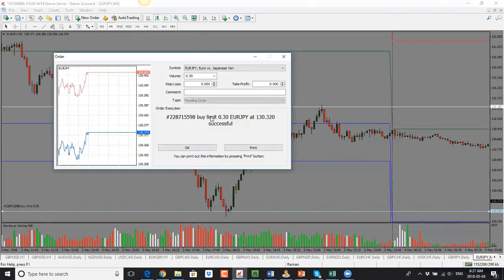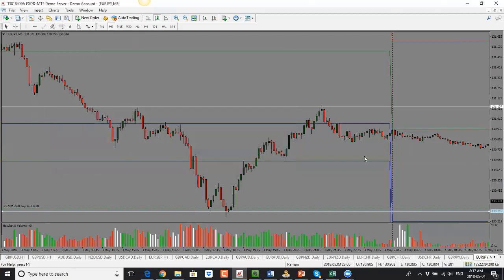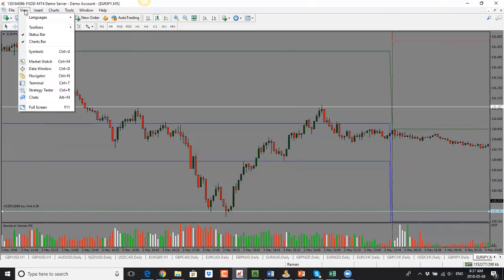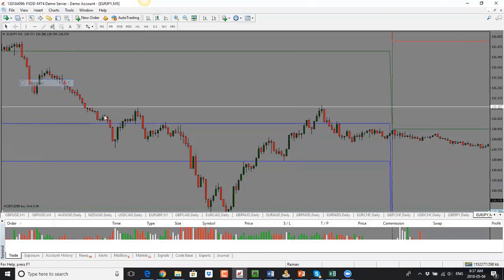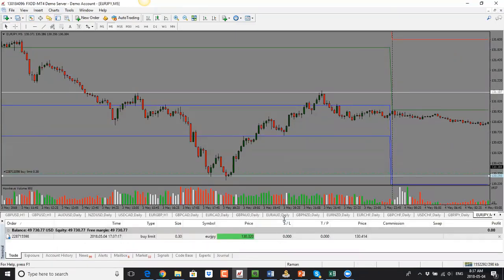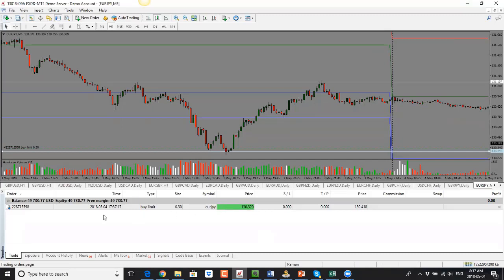So now it says you have a buy limit. It was successful, but as you can see, there's no actual trade in. So if you take a look at our terminal, where's the view terminal? So if you take a look at our terminal, you will see that there's a pending order. So it's not up top, it will be underneath here. It will say buy limit, euro yen, and it will give you the price.